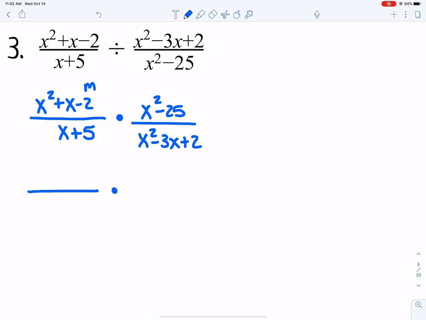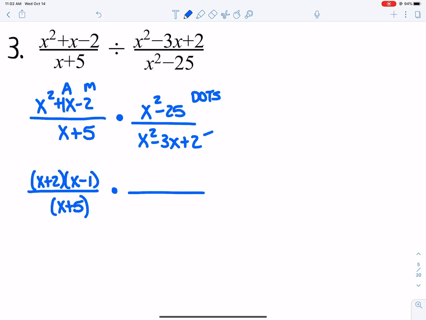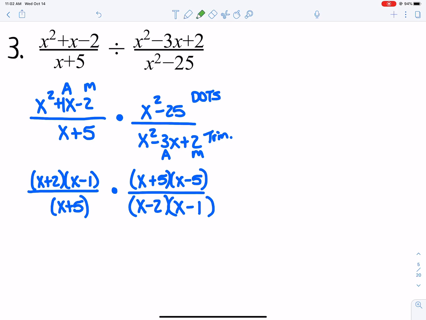So we have a basic trinomial in our first numerator. We've got to multiply to get negative 2 and add up to get 1. So that'll be x plus 2, x minus 1. Just bring down the x plus 5 in the denominator. And then we have a difference of 2 squares in our second numerator and a basic trinomial in the denominator. So our difference of 2 squares, the square root of 25 is 5. So we have x plus 5, x minus 5. Then we need to multiply to get 2 and add up to negative 3. All right, so that'll be x minus 2, x minus 1. Those add up to negative 3 and still multiply to be positive 2.